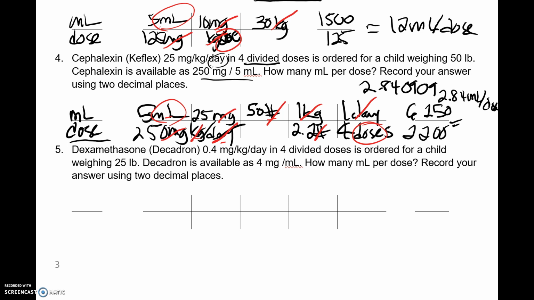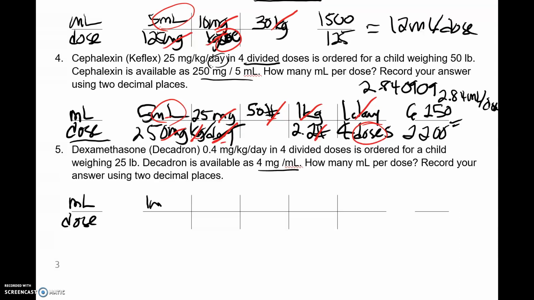Okay, dexamethasone 0.4 milligrams per kilogram per day in 4 divided doses is ordered for a child weighing 25 pounds. Decadron is available as 4 milligrams per mL. How many mLs per dose? Looking for mLs per dose. This is sort of the same thing we just did.